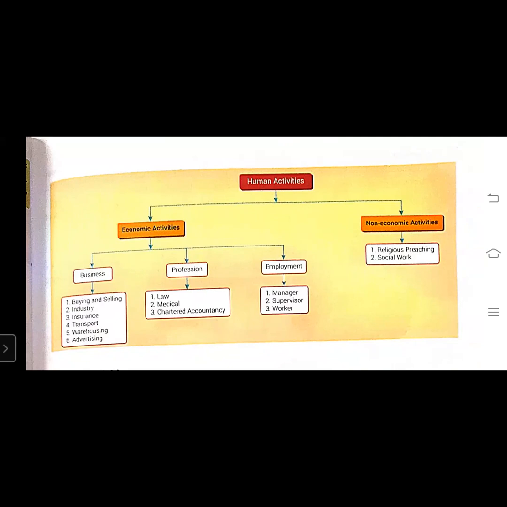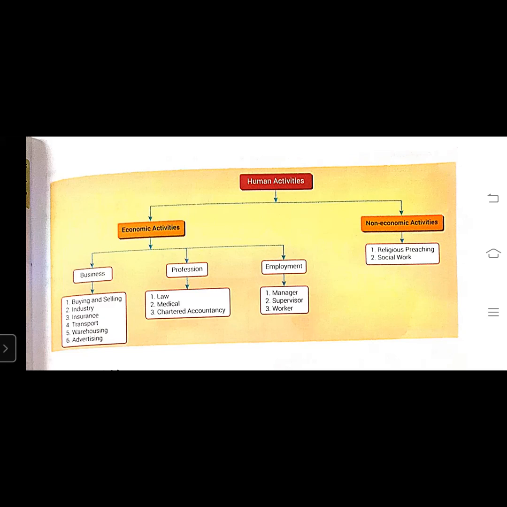Economic activities refer to those activities which are undertaken to earn a living. For example, workers working in a factory, this is an economic activity. A shopkeeper selling goods in his shop is also an economic activity. Doctors attending to patients in their clinic is also an economic activity. So economic activities are concerned with the production, exchange and consumption of goods and services which are not available free.